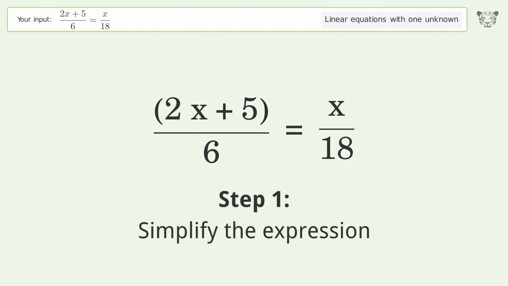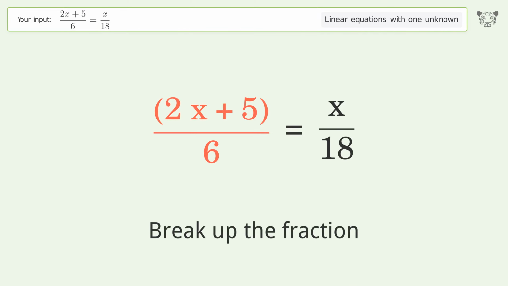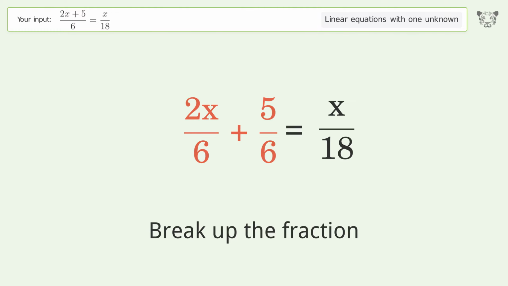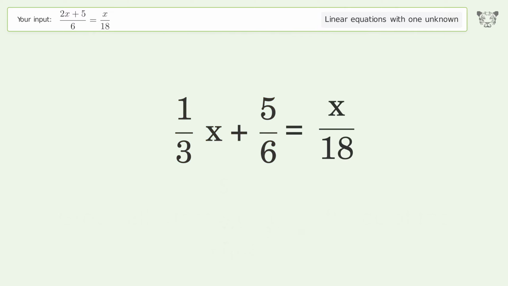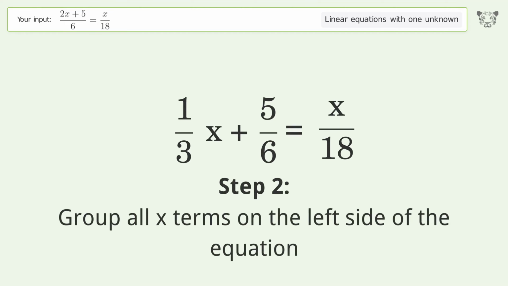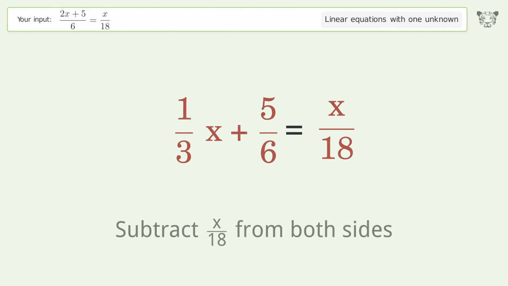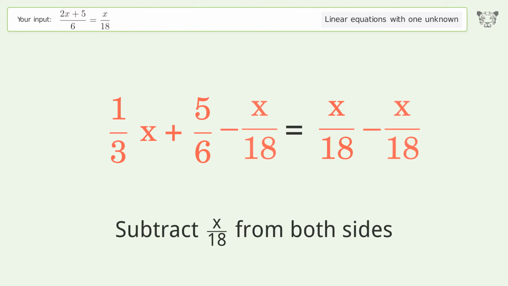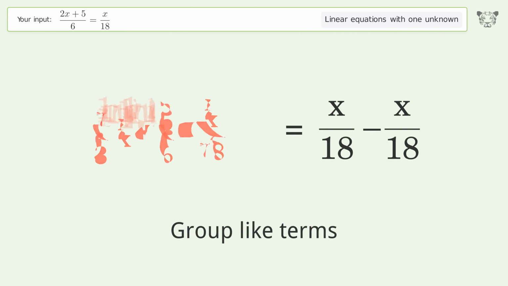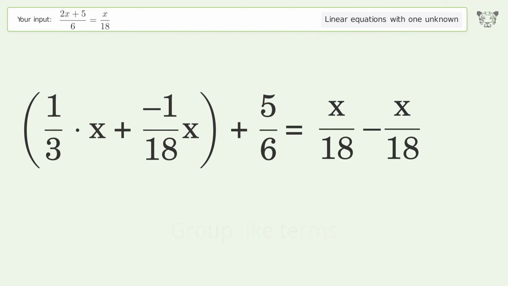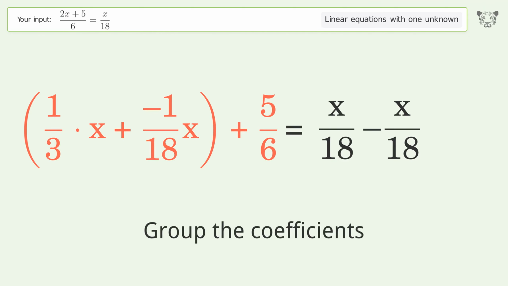Simplify the expression. Break up the fraction. Simplify the fraction. Group all x terms on the left side of the equation. Subtract 10/18 from both sides. Group like terms. Group the coefficients.